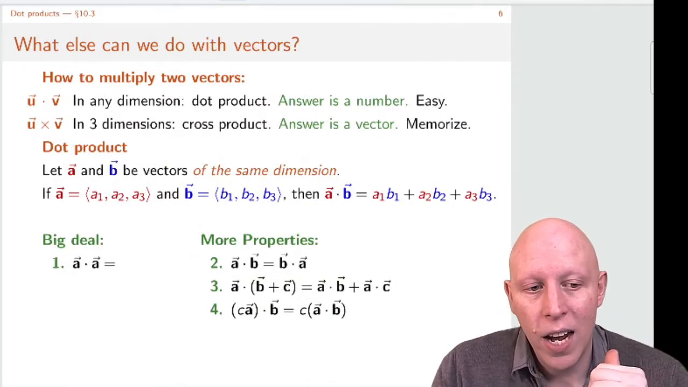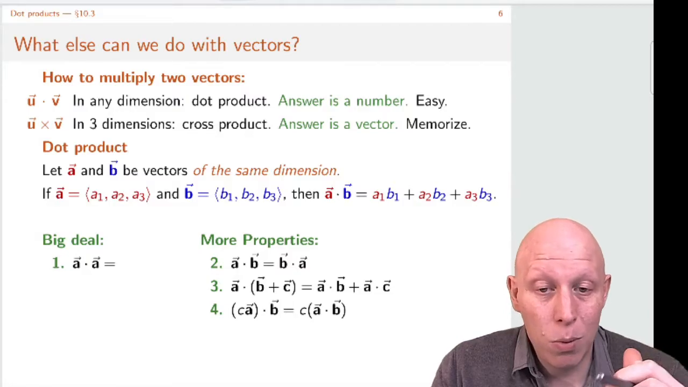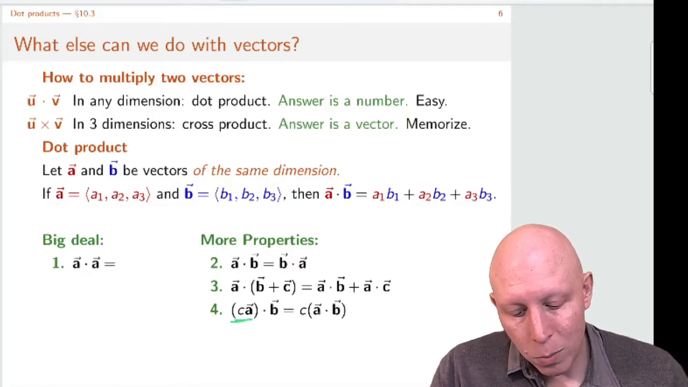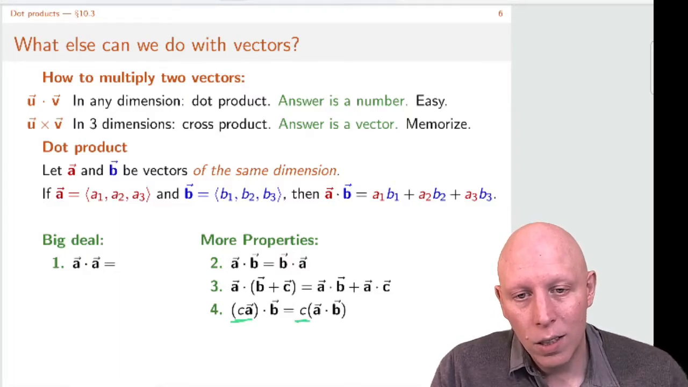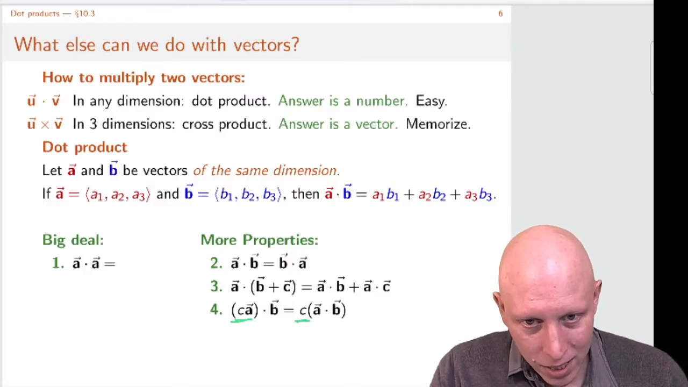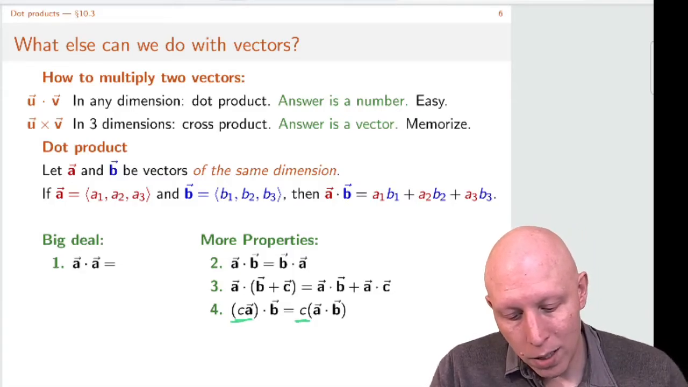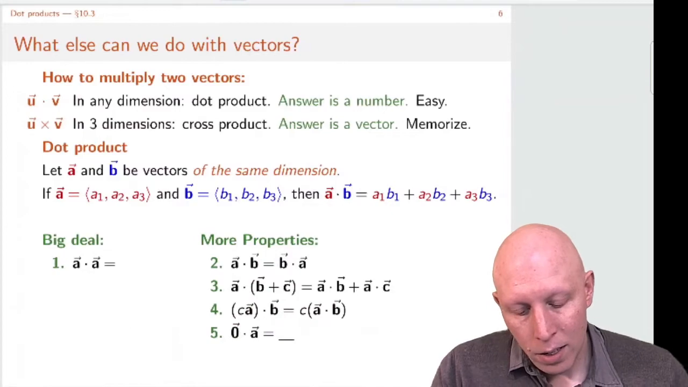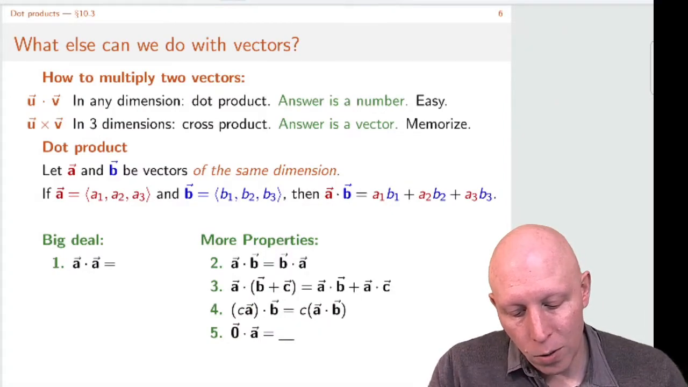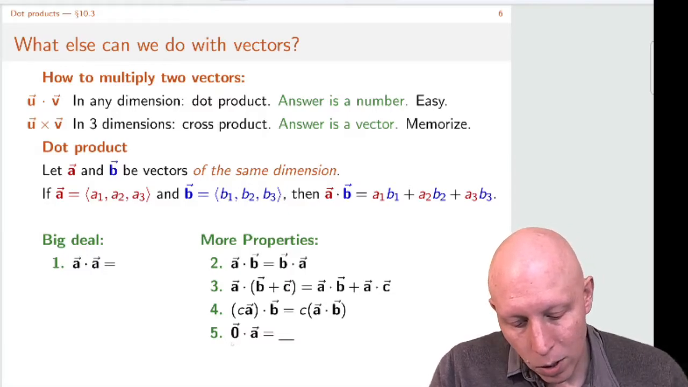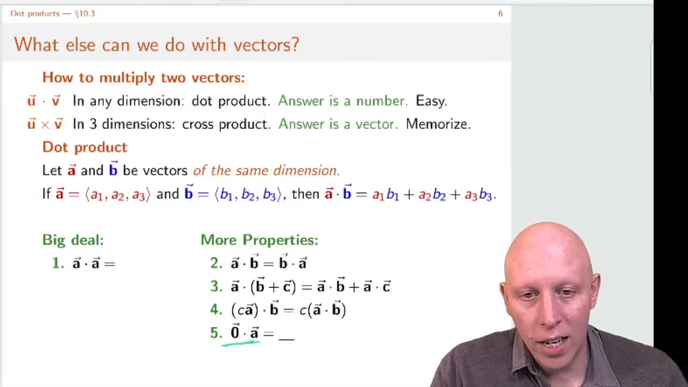Similarly, if you have a product, a scalar multiple of your vector A, you can bring that scalar multiple out. So CA dot B is the same as C times A dot B. And so the last property that we're going to talk about is, what about 0 dot A?